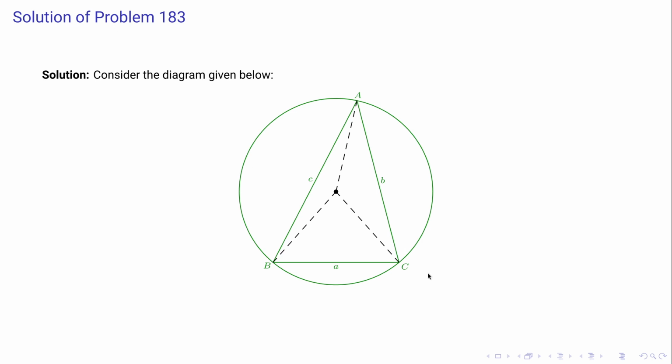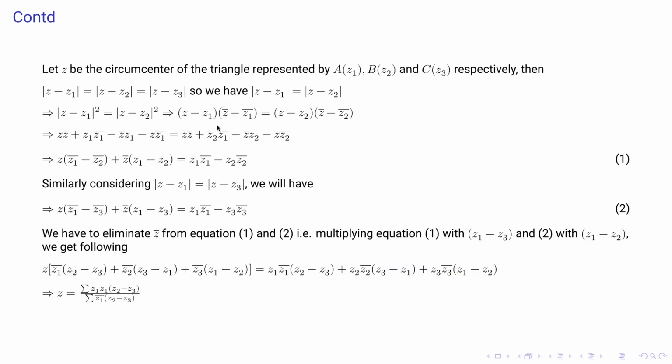So we have the diagram of the triangle, and we have the circumcenter. If this is O, then it will be equidistant from all the vertices of the triangle. So since it is equidistant from each vertex, if z is the circumcenter, then mod of z minus z1 is equal to mod of z minus z2 is equal to mod of z minus z3, because the magnitude of the distance will be the same.